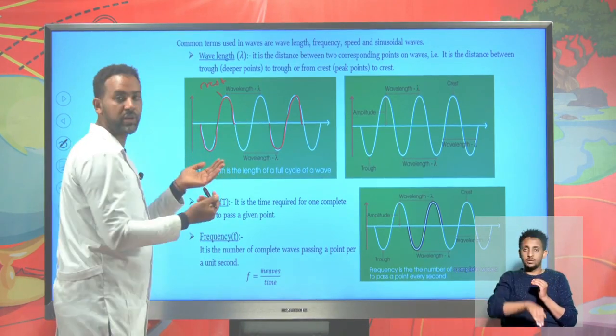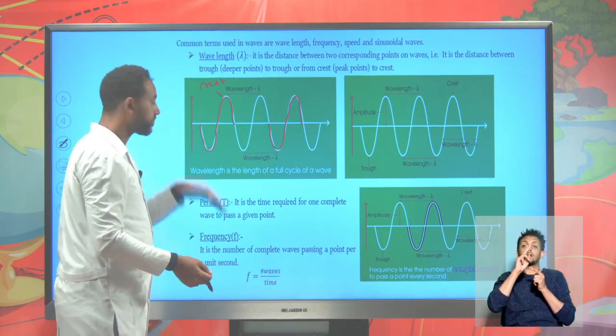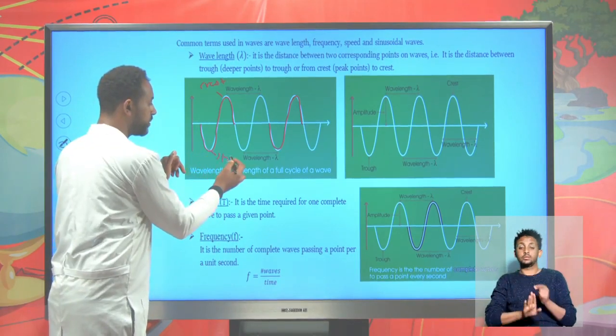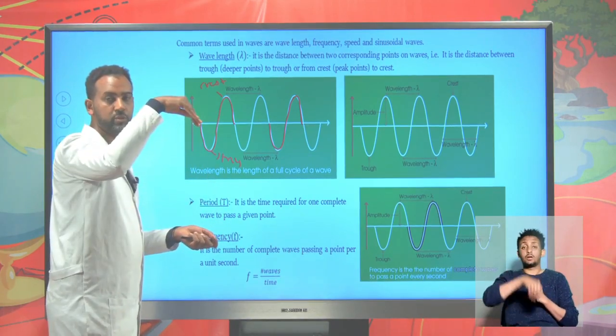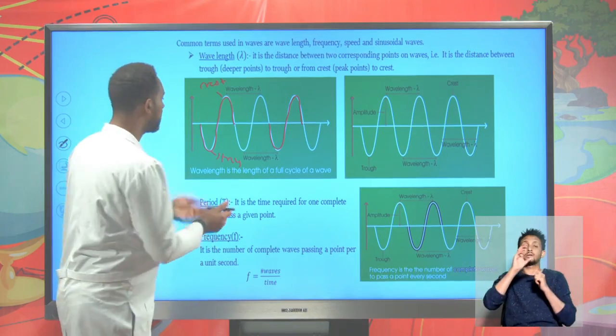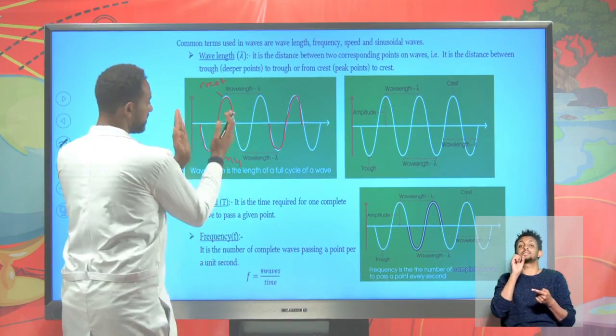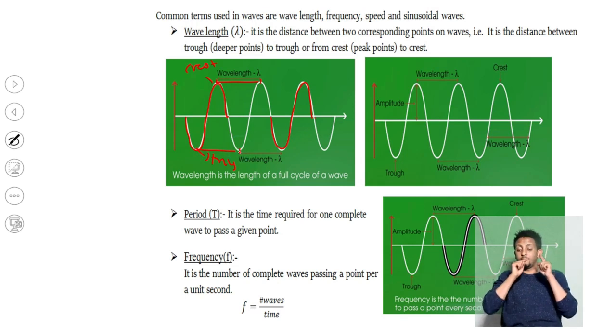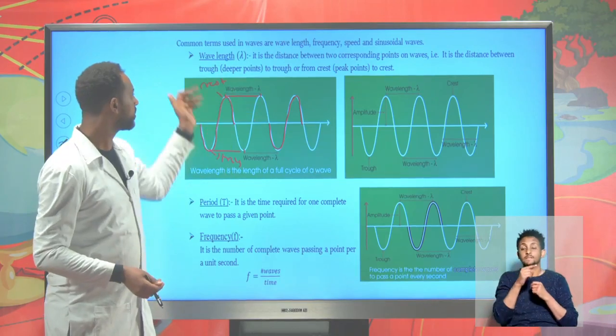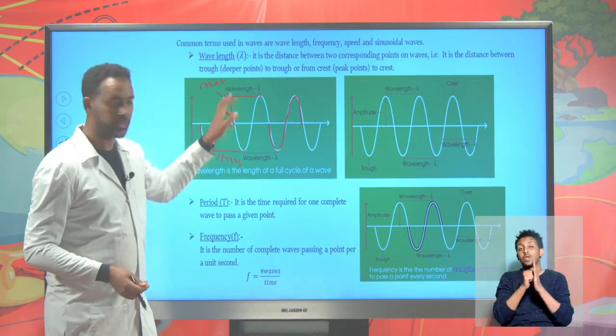The upper points are known as crest or peak. The points which are found deep down are known as trough. Or you might have a tensioned string moving up and down. The upper point is known as the crest. The lower point is known as the trough. So if you have two successive waves, like here, the red one and the white one, the distance from crest to crest, or from trough to trough, or any other corresponding point, is known as wavelength. So wavelength is the distance between corresponding points of two successive waves. This is what we call wavelength, symbolized by the Greek letter lambda.